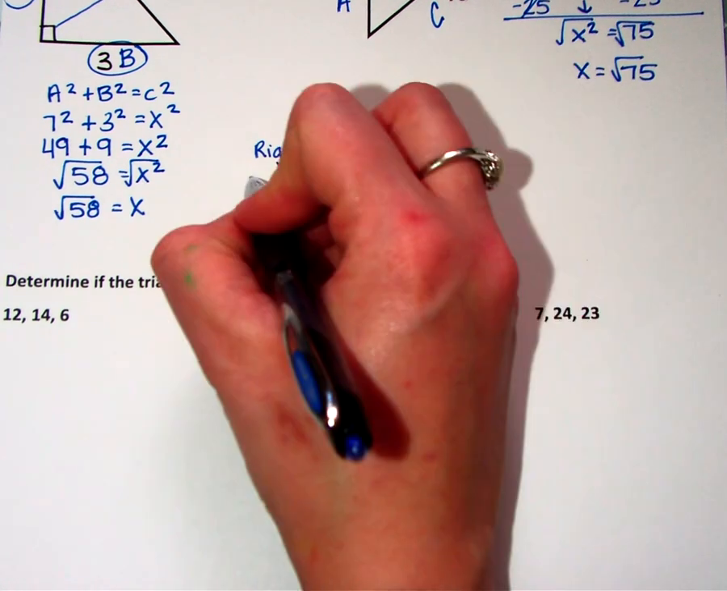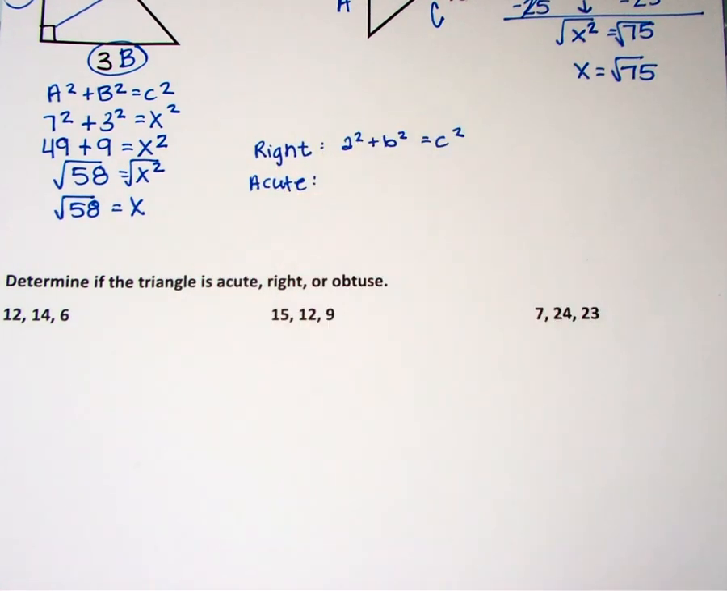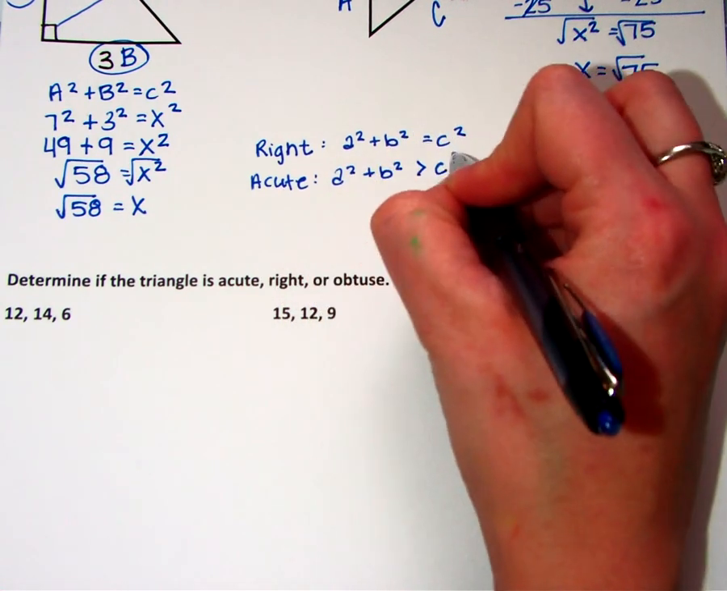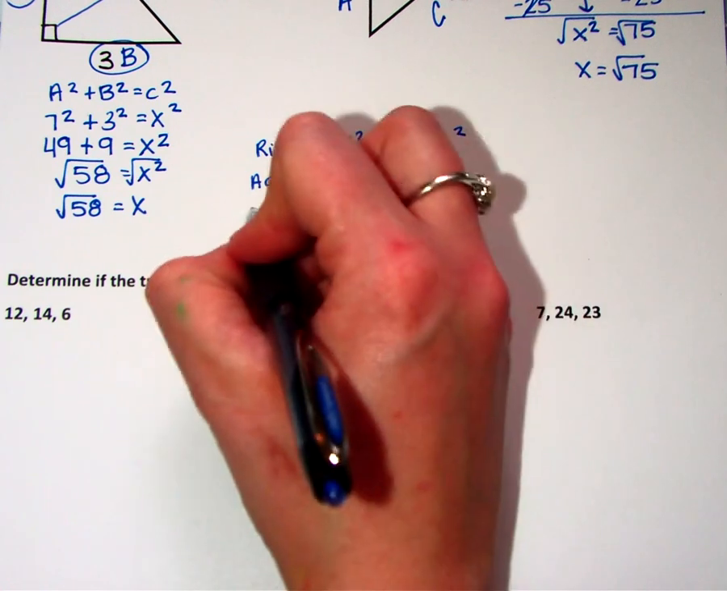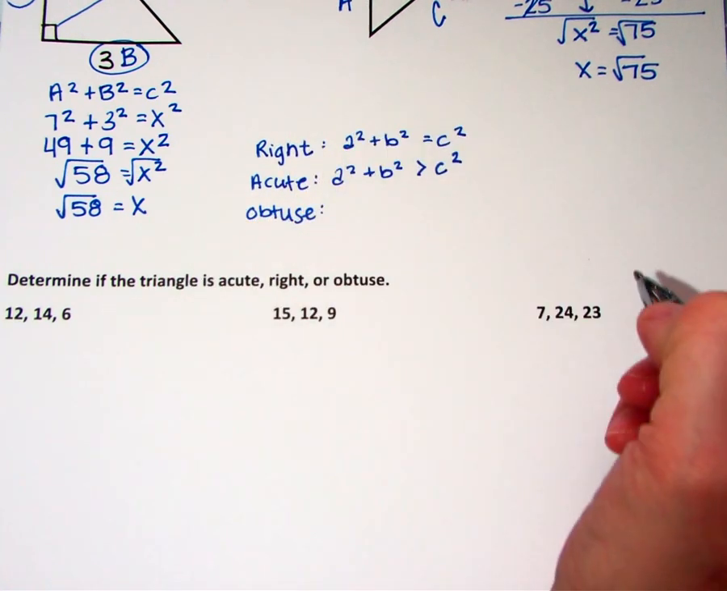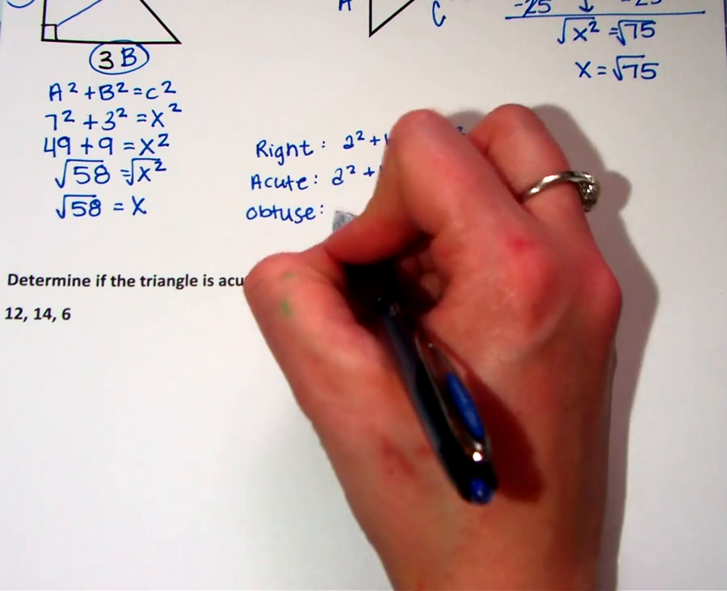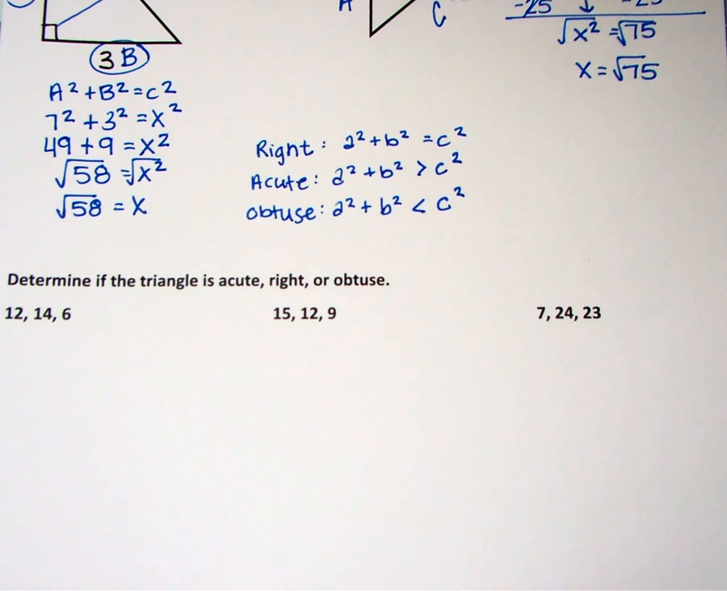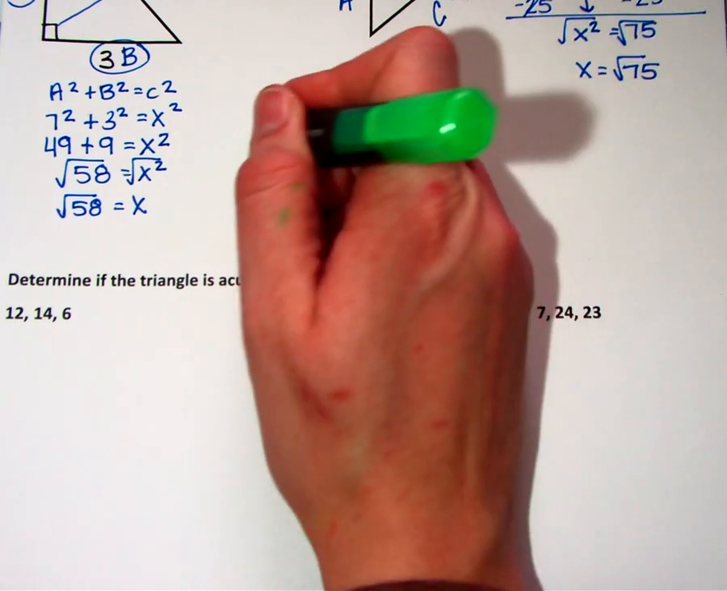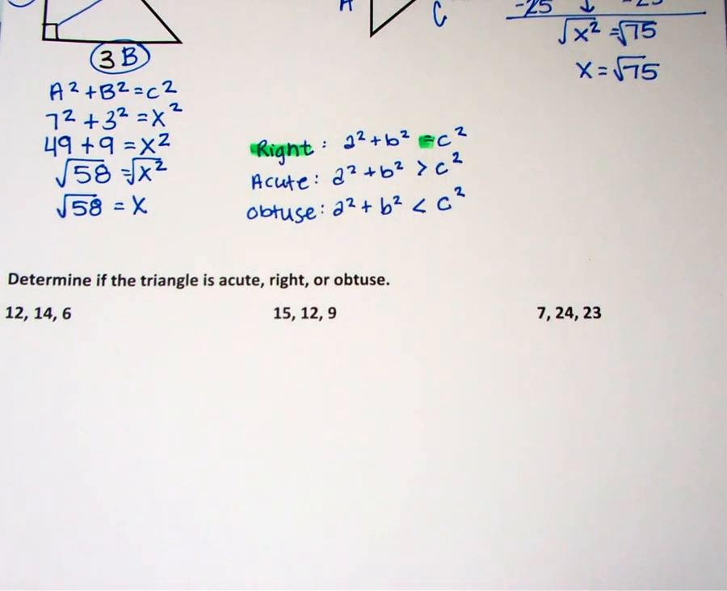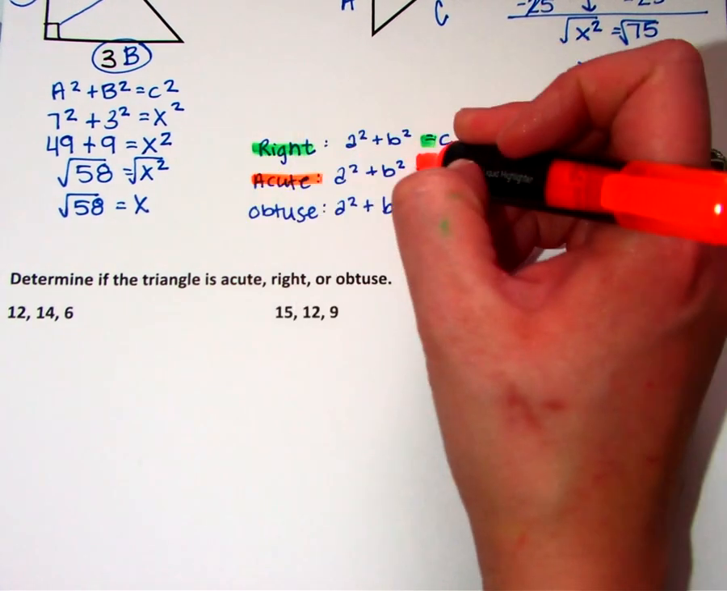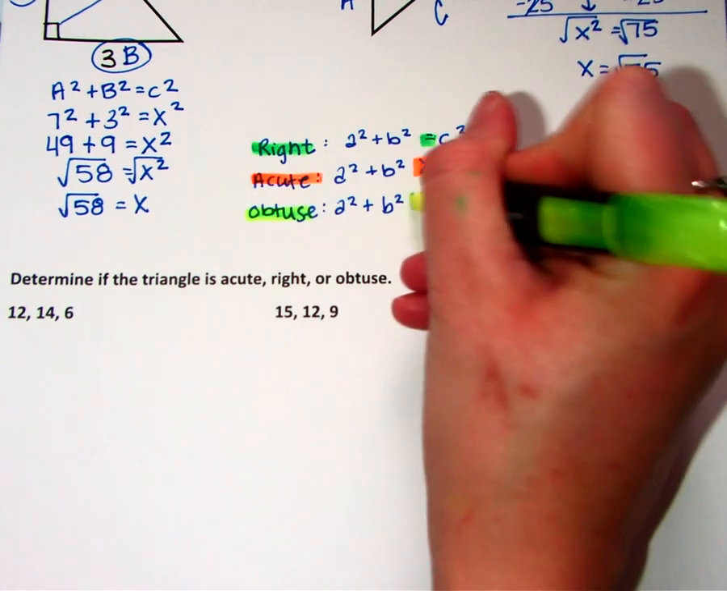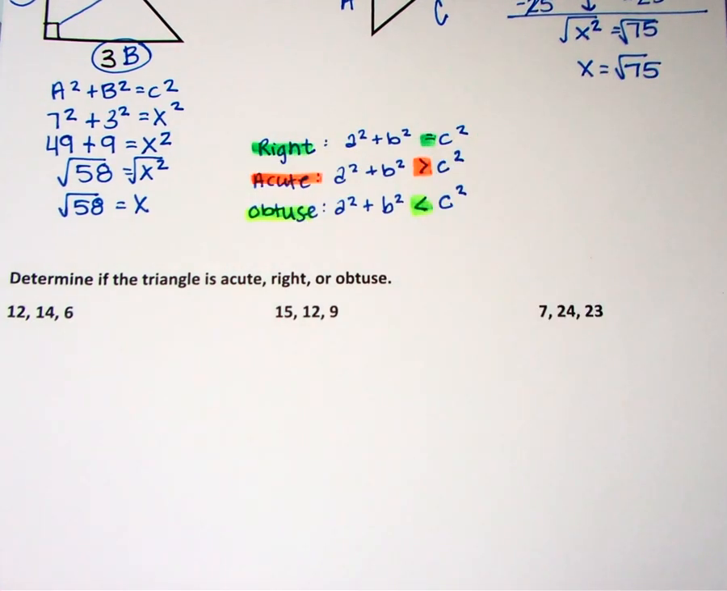If the triangle is acute, meaning all angles are less than 90, A squared plus B squared has to be larger than C squared. And if the triangle is obtuse, meaning one angle is larger than 90, A squared plus B squared must be less than C squared. So if it's a right triangle, they have to be equal. If it's an acute triangle, A squared plus B squared must be greater. And if it's obtuse, A squared plus B squared must be smaller, or less than C squared.